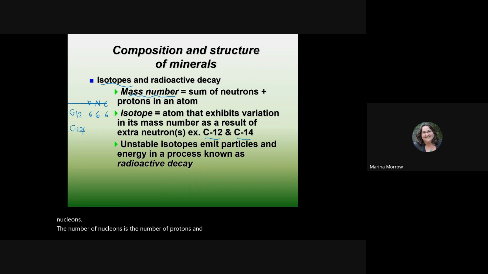But since it's still carbon, it's still going to have 6 protons. But to make up the number 14, it's now going to need 8 neutrons. But to keep it neutral, it's still going to have 6 protons. Okay, so the isotope has the same number of protons for that element, but different numbers of neutrons.